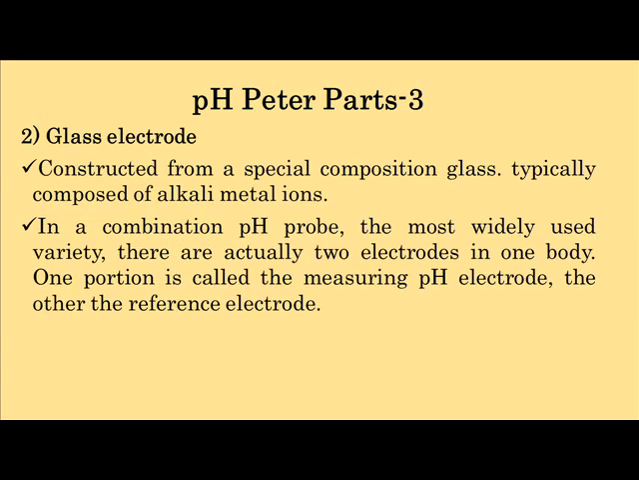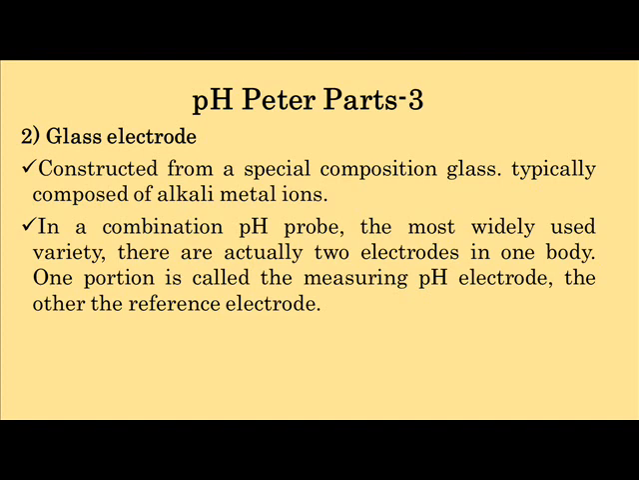pH electrodes are constructed from a special composition glass which senses the hydrogen ion concentration. This glass is typically composed of alkali metal ions. The alkali metal ions of the glass and the hydrogen ions in solution undergo an ion exchange reaction, generating a potential difference. In a combination pH probe, the most widely used variety, there are actually two electrodes in one body.